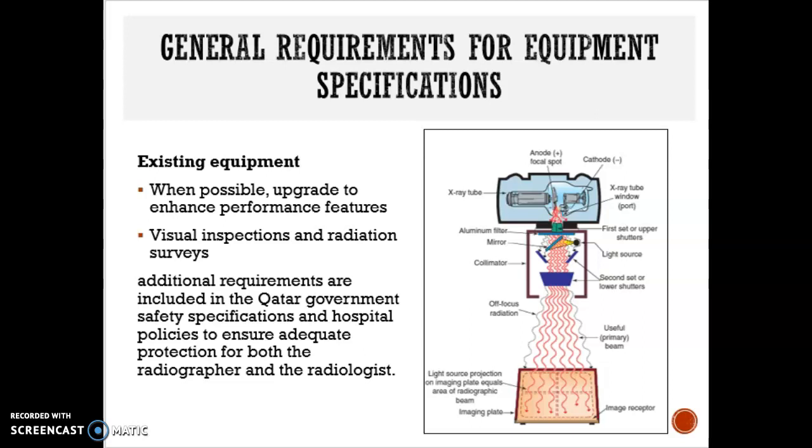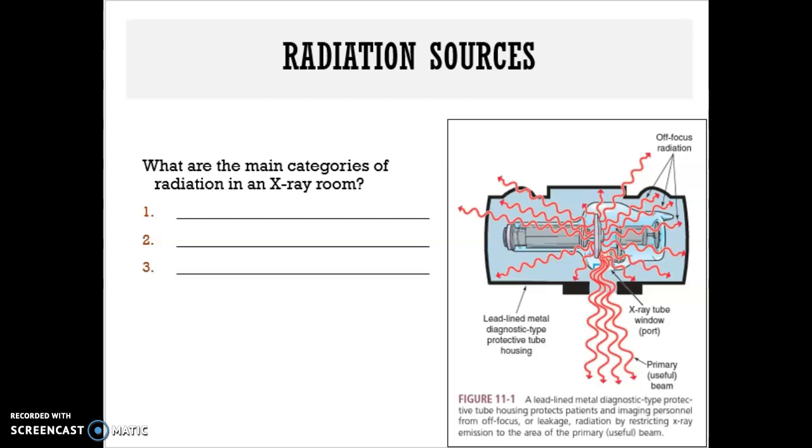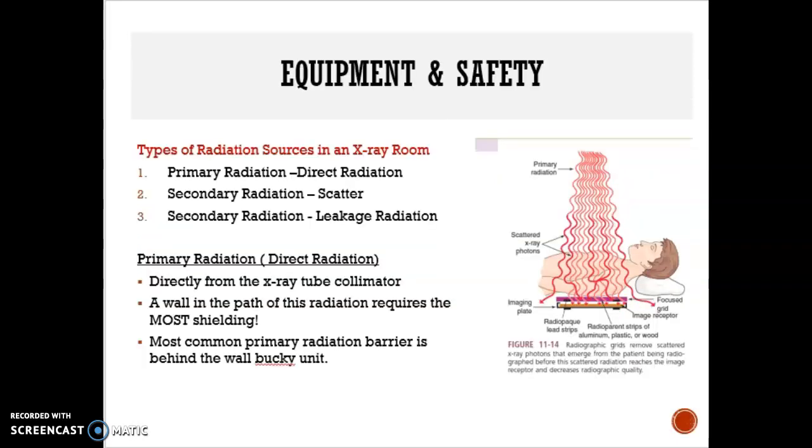It is our duty and responsibility to understand the requirements, the Qatar Law 31, and any equipment specifications and requirements as laid out in the hospital policies that are enforced to ensure adequate protection for both ourselves and for the patient. So what are the three main categories of radiation found in an X-ray room, and how can we protect ourselves from these forms of radiation? So the three types are direct radiation, scatter, and leakage radiation.